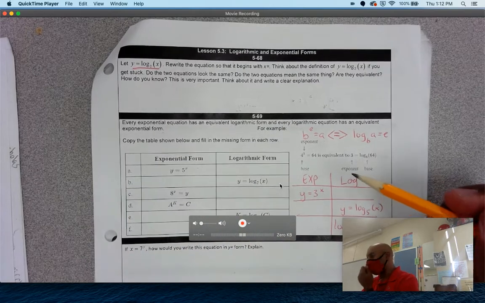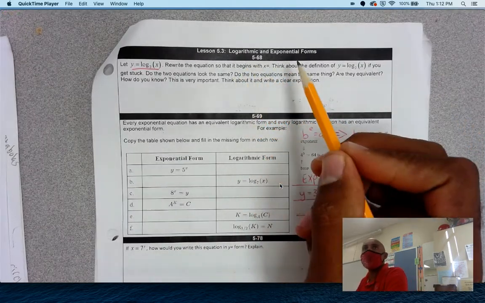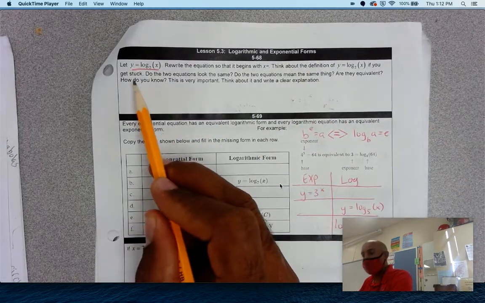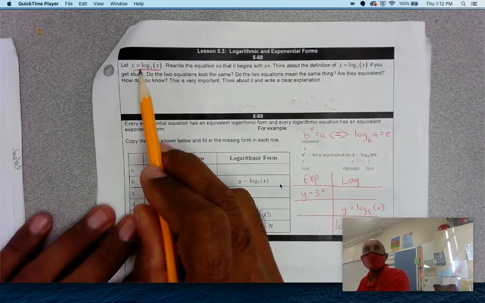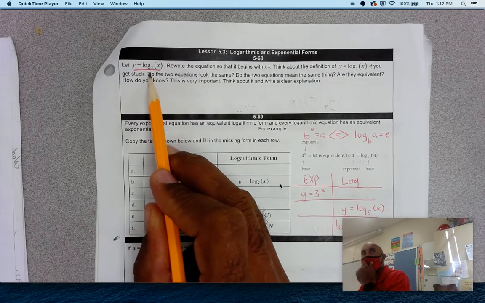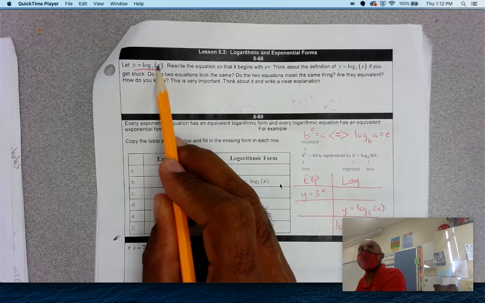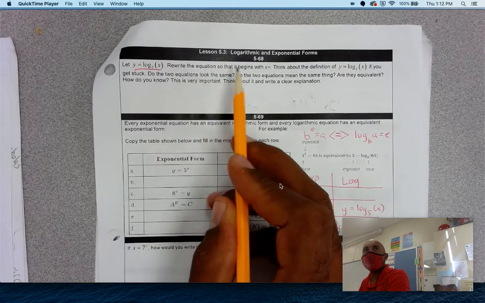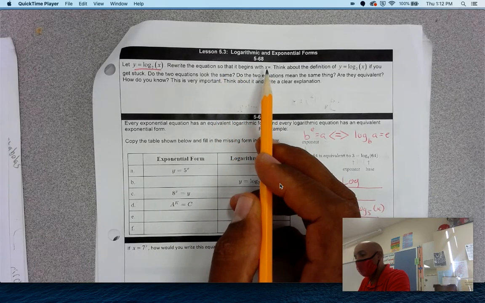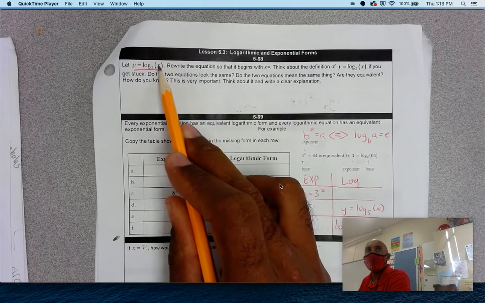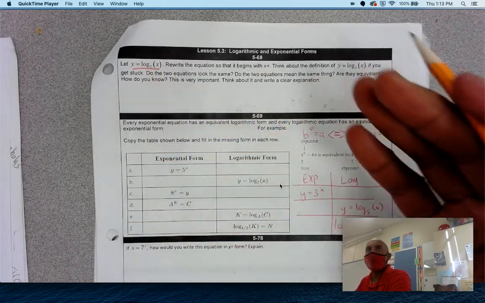All right, so it's lesson 5.3, logarithmic and exponential forms or functions. Remember on this first one, we're told to let the function equal log base 2. Remember the little number, you call it the base. That number right there, we call that the a, and then this would be the e. So we're going to rewrite the equation so it starts with x equals that number. Basically, we're going to do this in a different form.